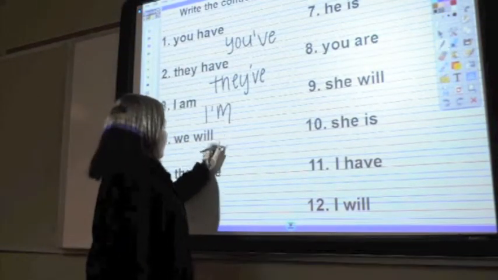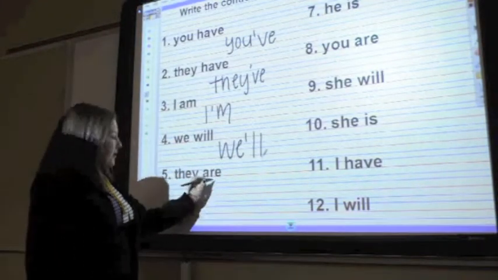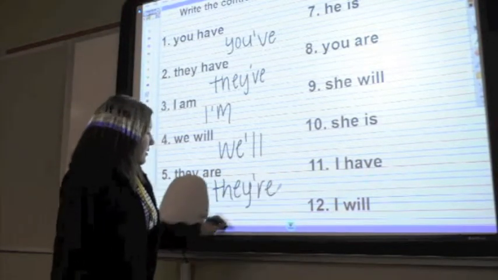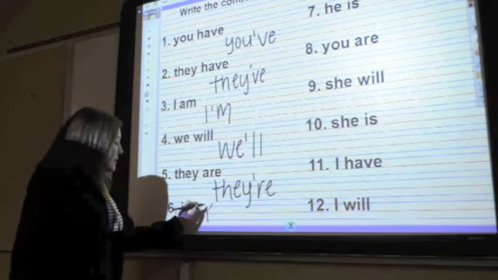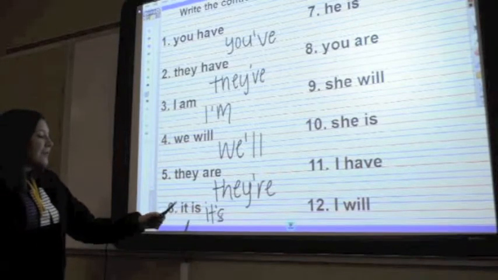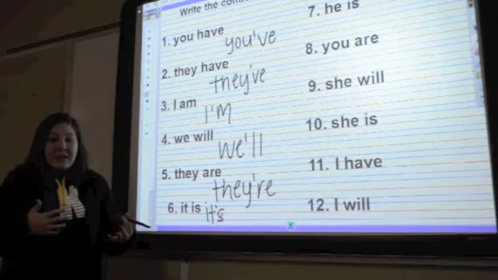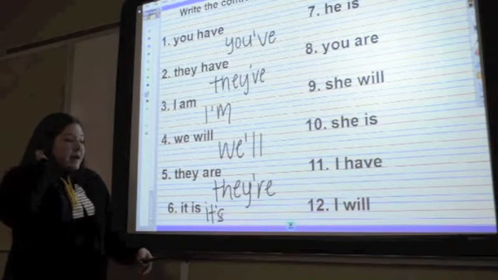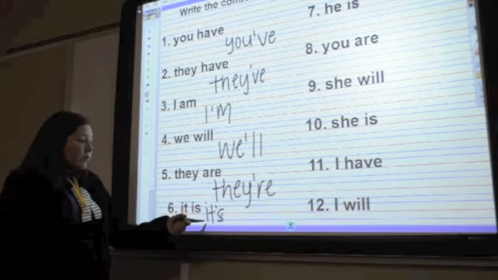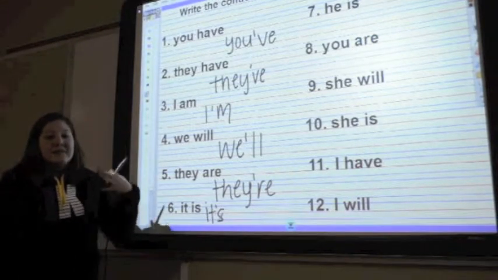For "we will," we'll say "we'll." For "they are," "they're" will be there. And for "it is," it'll be "it's." Now this one I want to go over really quick. This one's important because when we're talking about possession and when something belongs to someone, a lot of times you put the apostrophe before the S, but here this is actually saying the words "it is." It's not saying like "its toy" or "its house."